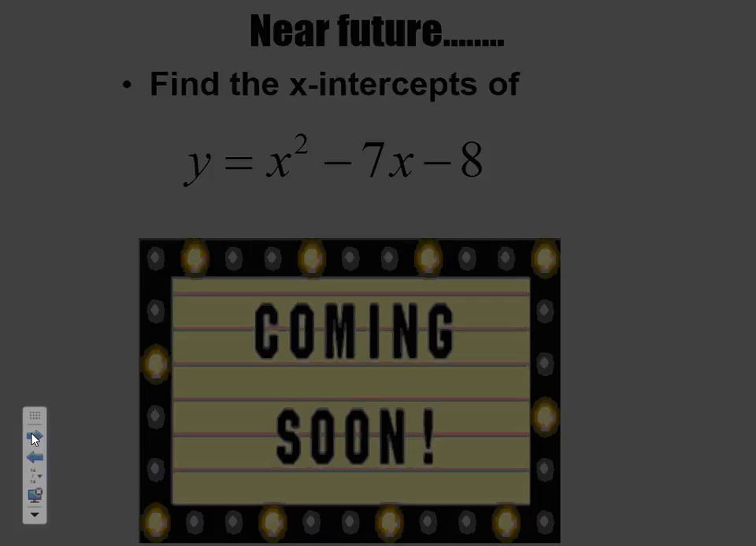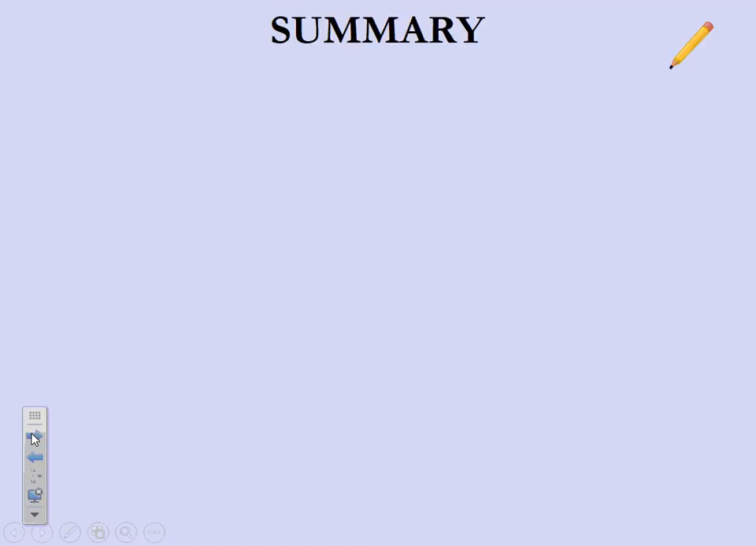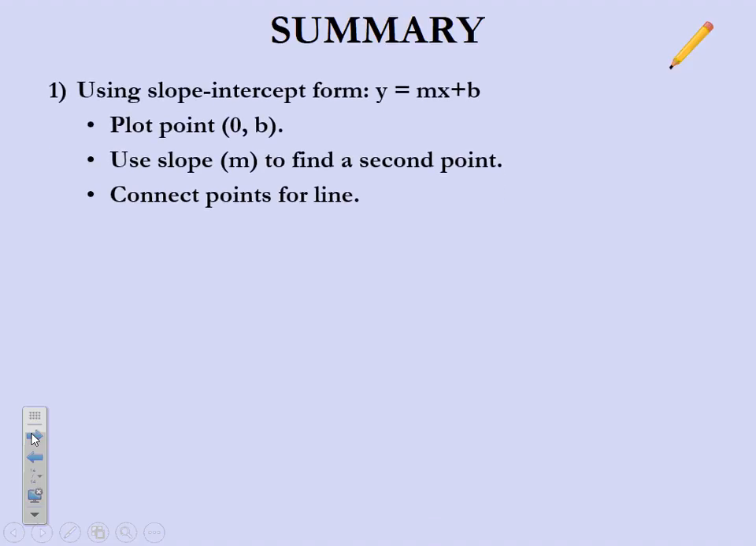The last thing I need in your notes is a little summary. Make sure that we know how to graph lines in all 3 different ways. The first way, remember, is using our slope-intercept form, that's y equals mx plus b. We plot the point for our y-intercept first, at (0, b). Then we use the slope to find our second point. Then we connect the points for our line.